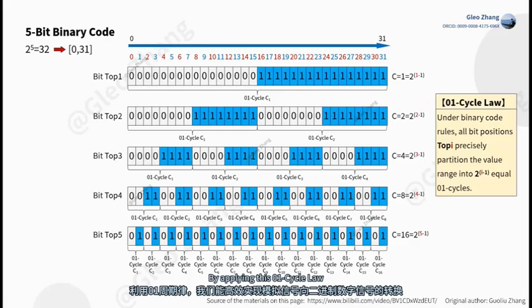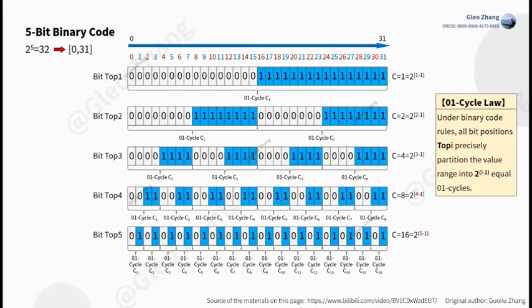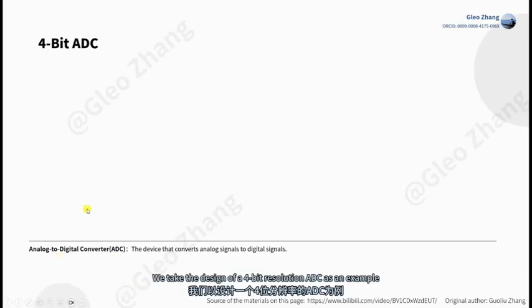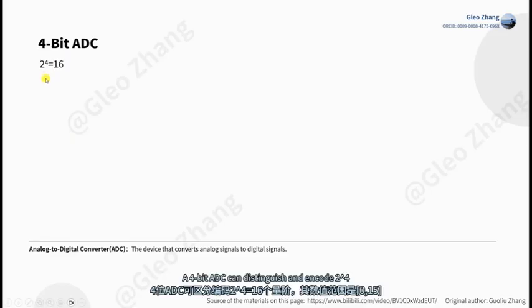By applying the 0-1 circle law, we can achieve highly efficient conversion for analog signals to binary digital signals. In electronic engineering, the device that converts analog signals to digital signals is called an analog-to-digital converter, short for ADC. We take the design of a 4-bit resolution ADC as an example. A 4-bit ADC can distinguish and encode 2 to the power of 4, that's 16 discrete quantization levels, covering a numerical range from 0 to 15.